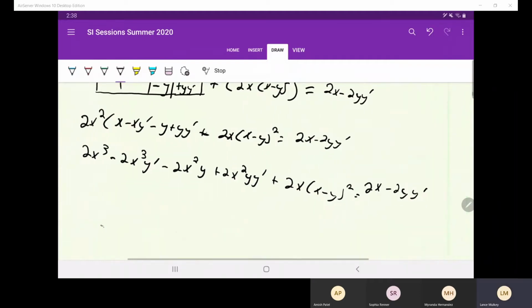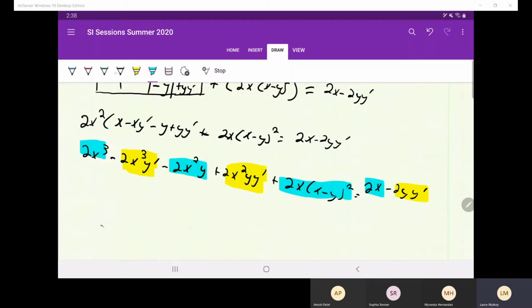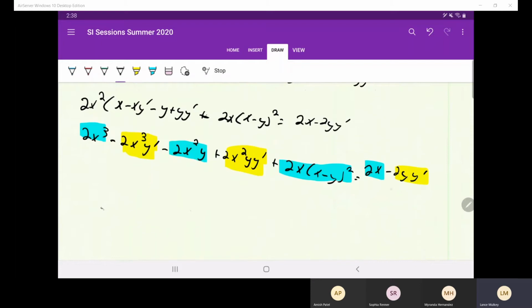You can see how this is kind of sort of wordy. So I like to notice my terms with y prime. That way I get them all on the same side. So what I'm going to do, I'm just going to move the 2y prime over to the left side, and I'm going to move all the non y prime terms to the right. So I'm going to add the 2y prime, so minus 2x cubed y prime plus 2x squared y prime equals 2x minus 2x cubed.